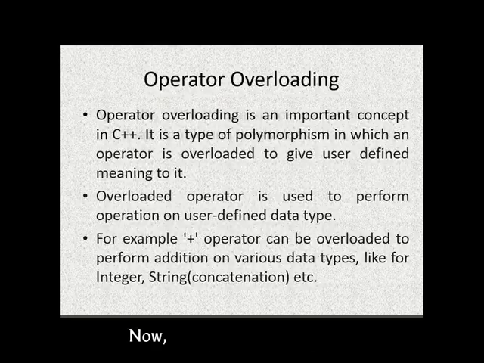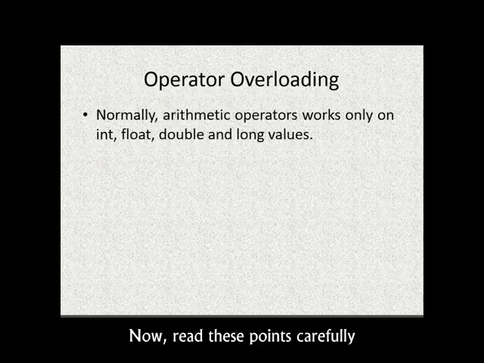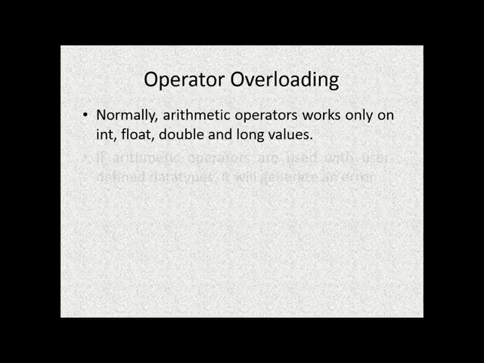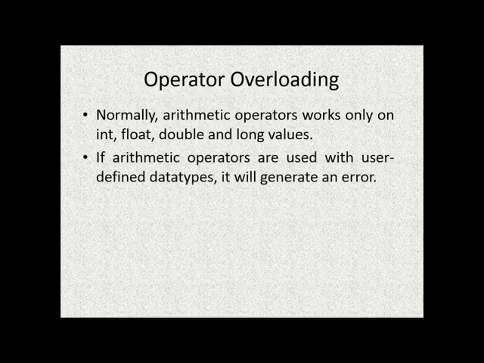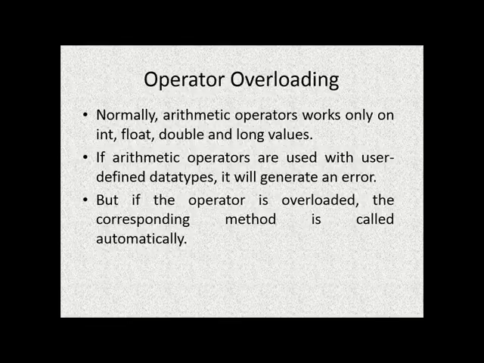Normally, arithmetic operators work only on int, float, double and long values. But if the arithmetic operators are used with user-defined data types, then it will generate an error. For example, object 1 plus object 2 equals object 3 will give an error. But if the operator is overloaded, the corresponding method is called automatically by the compiler.